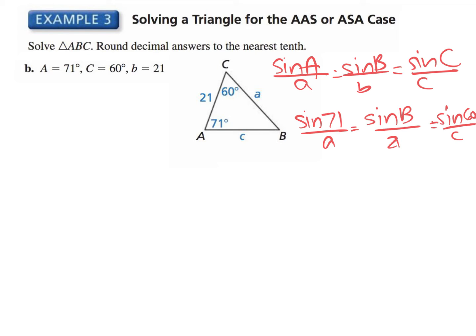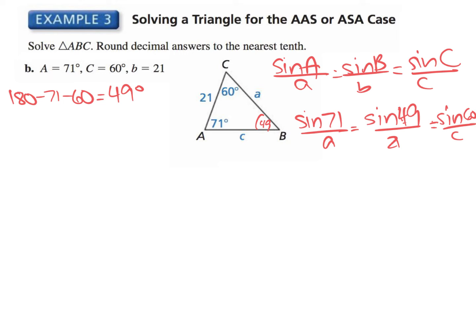So we are going to go ahead and look at that and see, oh, we have two angles. Three angles in a triangle add up to 180. So we're going to subtract those from 180 to find that missing angle B. So then we can use the law of sines. So 180 minus 71 minus 60 gives us 49 degrees. So I'm going to change that angle B to 49.